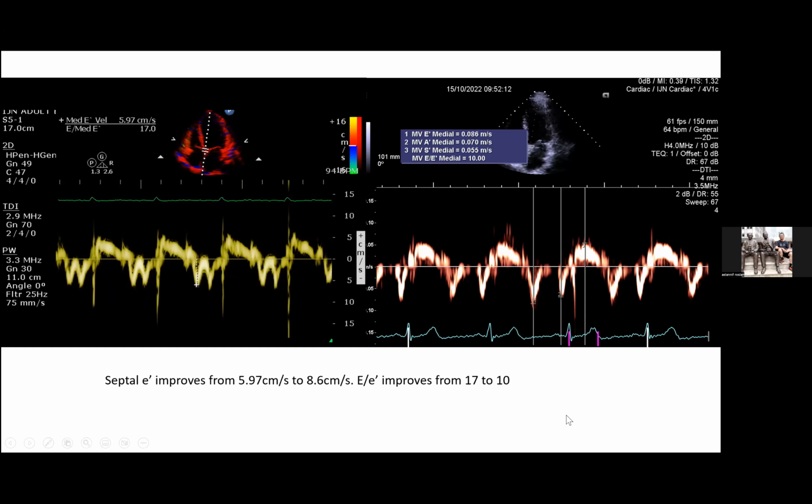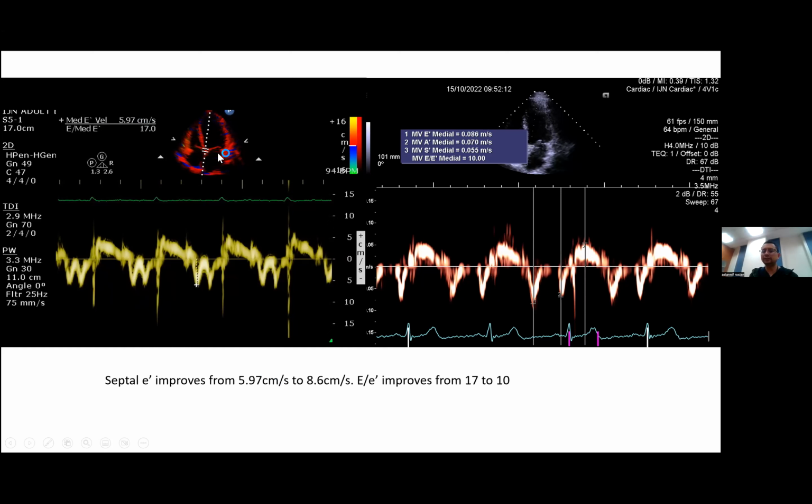So that's very important. So I just wanted to show you, not only is the LV getting better, the tissue is also getting healthier. So how do I know the tissue is getting healthier? You can see that the movement is faster. So this is septal E prime. You can see that we start with 5.97 centimeters per second, and we end up with 8.6 centimeters per second. Oh, so it's normalized. Okay. So the tissue now is moving faster than before.